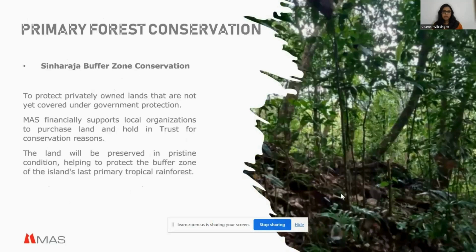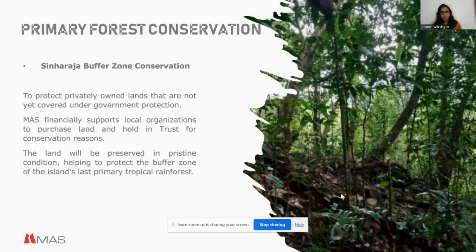The other one is primary forest conservation. So we have started this project in protecting the Sinharaja buffer zone conservation. To protect privately owned lands that are not yet covered, we purchase these lands and hold them under trust for conservation reasons. So this land will not be utilized for any purpose, and we will not be planting any plants or anything like that.